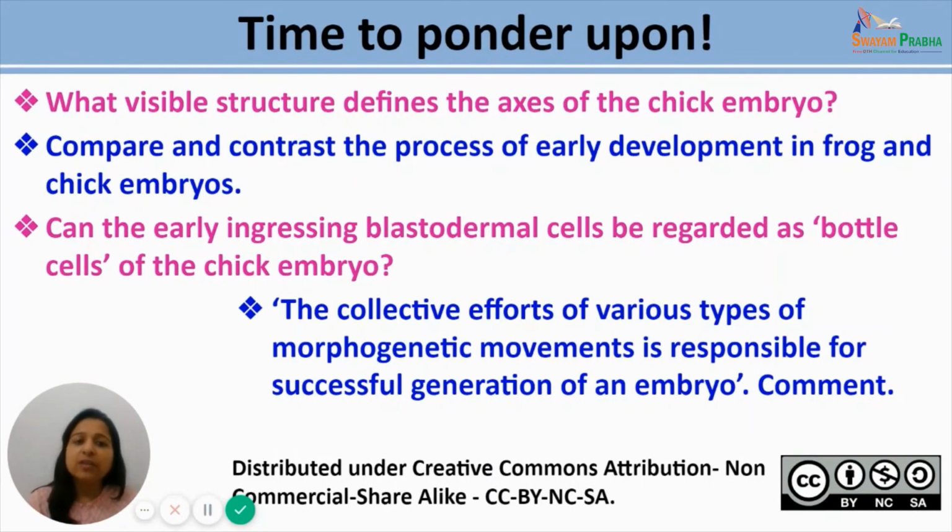The collective efforts of various types of morphogenetic movements are responsible for the successful generation of an embryo. You have to comment on this statement. Whether gastrulation involves a single type of movement of the cells or requires many types of gastrulation movement, and the collective effort of all those types of movements helps in the successful generation of an embryo. You need to comment on this statement.